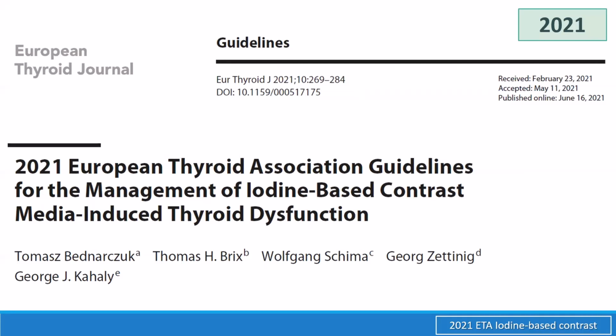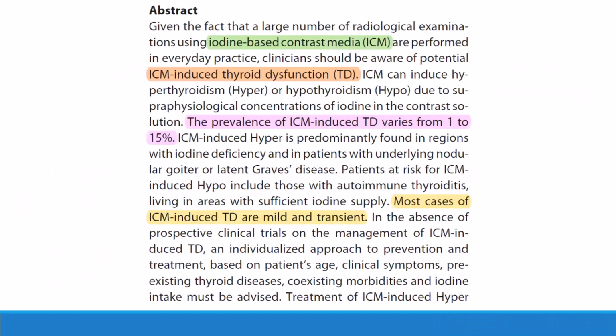2021 European Thyroid Association guidelines for the management of iodine-based contrast media-induced thyroid dysfunction. No, there are two guidelines. We have two guidelines: this one and another one for assisted reproduction with pregnancy. So this is a guideline about the management of iodine-based contrast media-induced thyroid dysfunction. Iodine-based contrast media is used for CT with contrast, for example, or coronary angiography, and the prevalence of thyroid dysfunction varies from 1 to 15%.